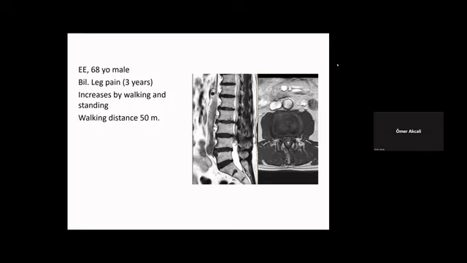Here is an example of a patient. He's a 68-year-old male patient. He was admitted to the hospital with leg pain for 3 years. His pain was increasing with walking and standing. The walking distance was about 50 meters. You can see significant disc degeneration and spinal canal narrowing on MRI, but physical examination revealed no neurologic sign. Hip joint motions were painful and severely limited.